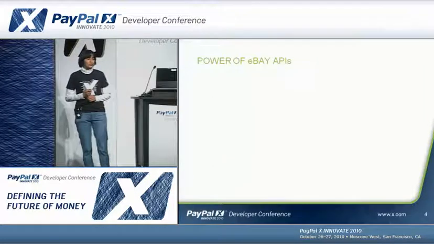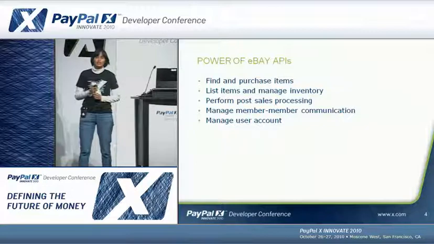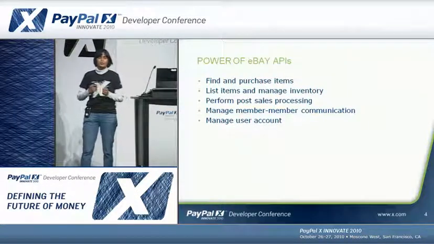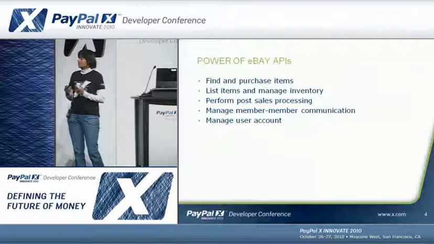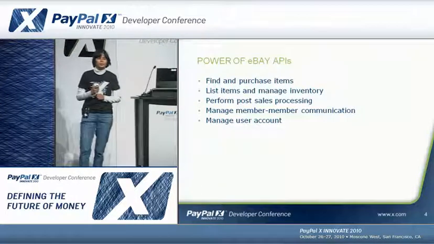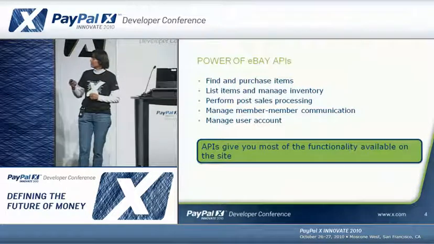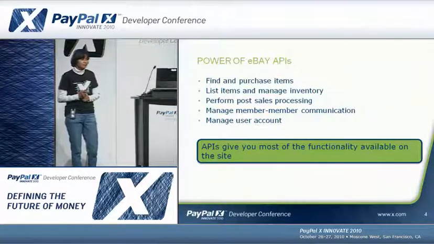What can you do with the eBay APIs? You can pretty much do everything that you can do as a user on the site. You can list items, purchase items, you can get your transaction information, and therefore do fulfillment, order processing, and so on. You can manage communication between members, you can do account management, and it's almost everything that you can do on the site.